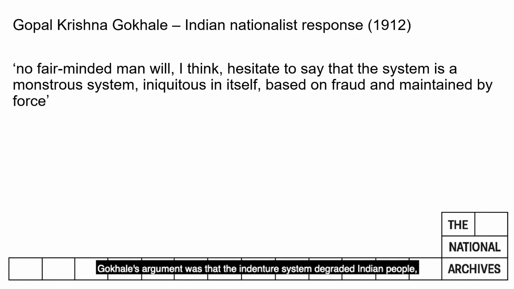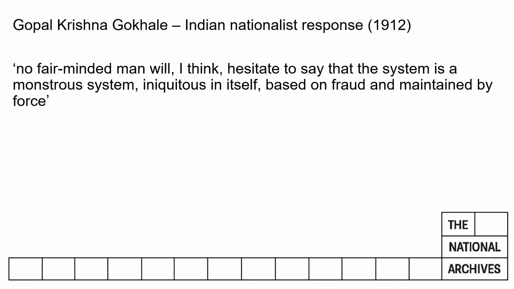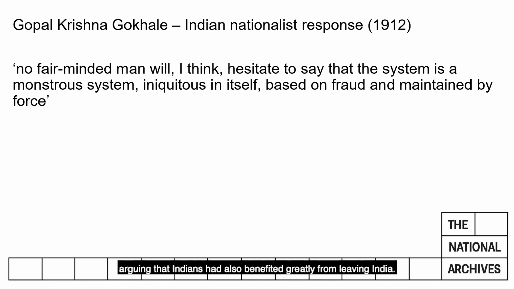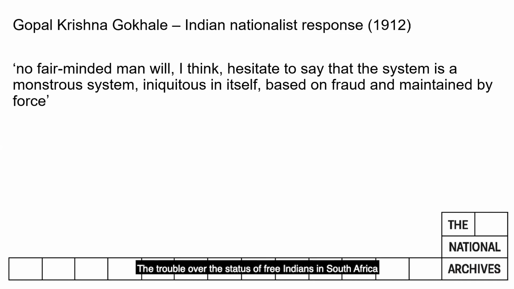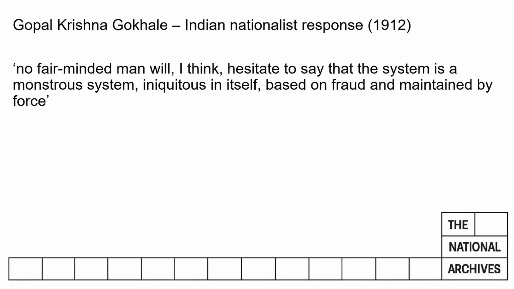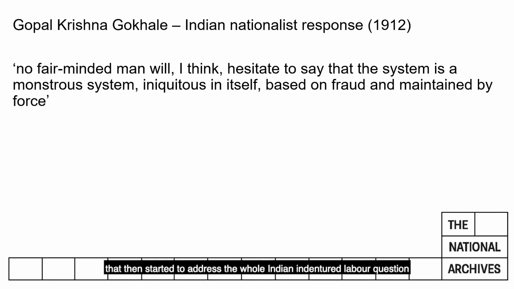Gokhale's argument was that the indenture system degraded Indian people and that this was a matter of real concern for Indian nationalists. His views were challenged by others on the council, arguing that Indians had also benefited greatly from leaving India. When it came to voting, Gokhale's resolution was defeated. The trouble over the status of free Indians in South Africa had been brewing for some time, and nationalist leaders like Gandhi were already involved. Originally, it was this issue that exercised nationalists like Gokhale and got him involved in the campaign that then started to address the whole Indian indentured labor question and its eventual abolition.